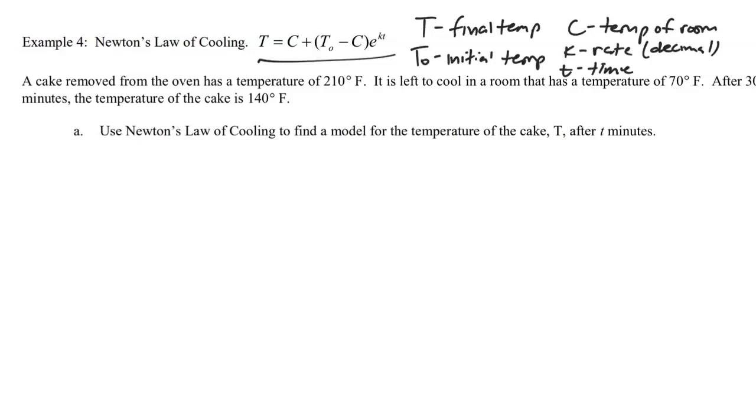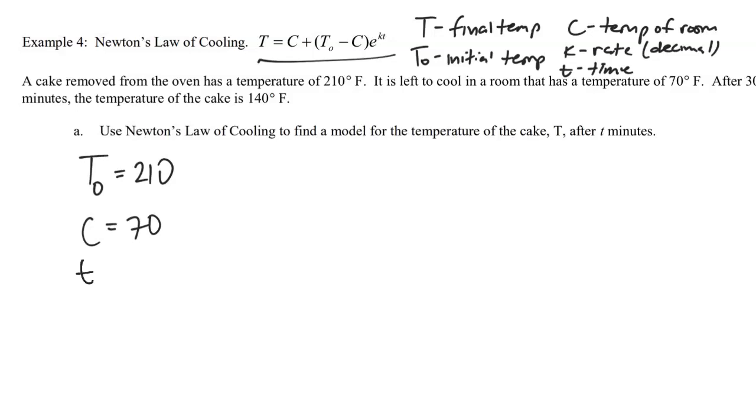And so if we look at this question, it says that a cake removed from the oven has a temperature of 210 degrees. And so that is going to be the initial temperature because it represents the temperature of the cake as you are pulling it out of the oven. It is left to cool in a room that has a temperature of 70 degrees, and so that's going to be the temperature of my room, which is known as capital C.